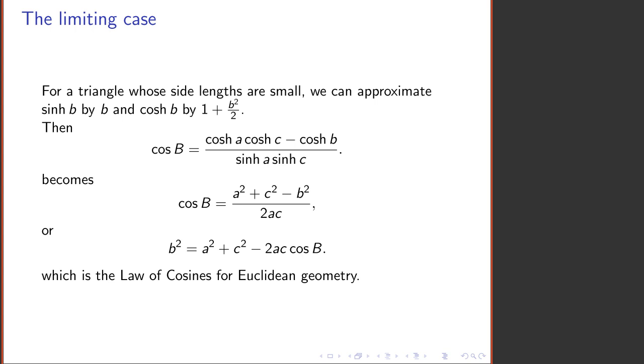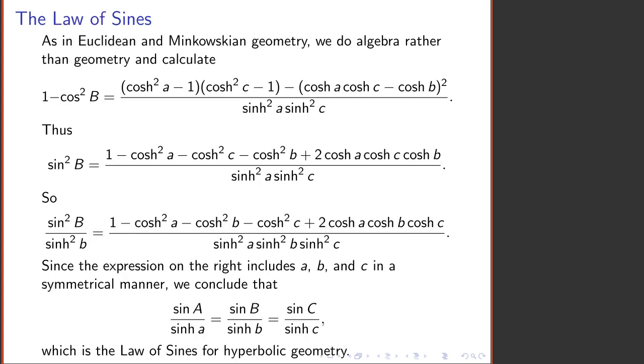Again, I can go to the limiting case where the side lengths are small, and this time I approximate the hyperbolic sine of B by B, but the hyperbolic cosine of B is greater than 1. It's approximately 1 plus B squared over 2. And when I substitute these approximations into the law of cosines, what do you know? I get back exactly the law of cosines for Euclidean geometry. So Euclidean geometry, as you can see, is the limiting case both of spherical geometry and of hyperbolic geometry.